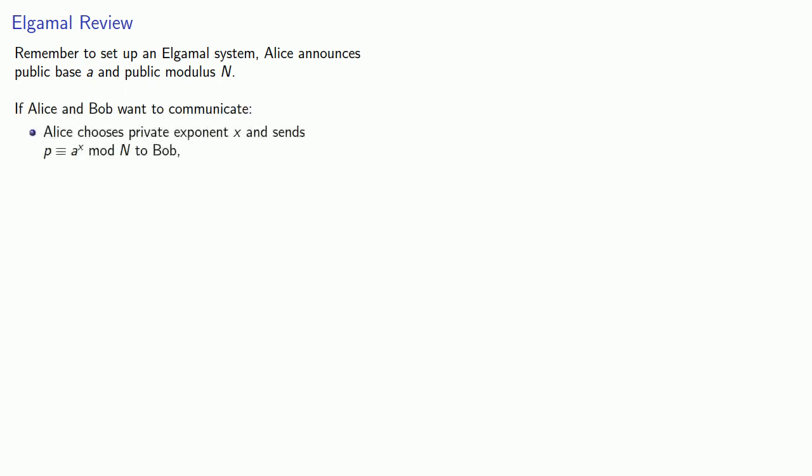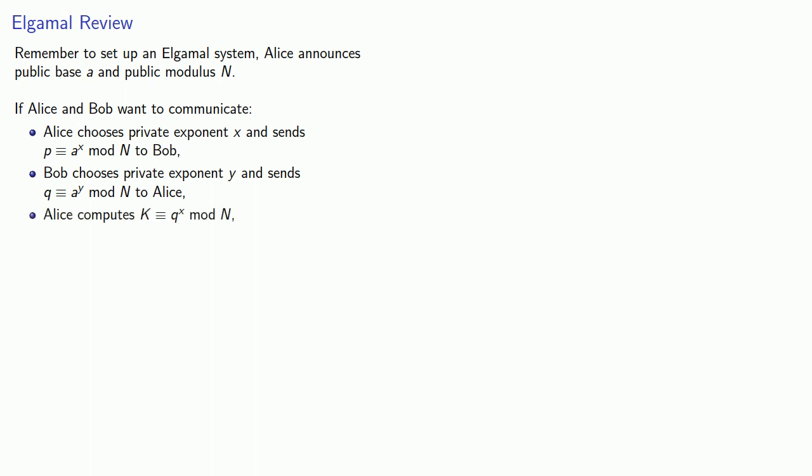So remember, to set up an Elgamal system, Alice announces a public base A and a public modulus N. If Alice and Bob want to communicate, Alice chooses a private exponent x and sends p congruent to a to the power x mod n to Bob. Bob chooses a private exponent y and sends q congruent to a to the power y mod n to Alice. Alice computes k congruent to q to the x. Bob computes k congruent to p to the y. And messages m can be encrypted as km mod n.